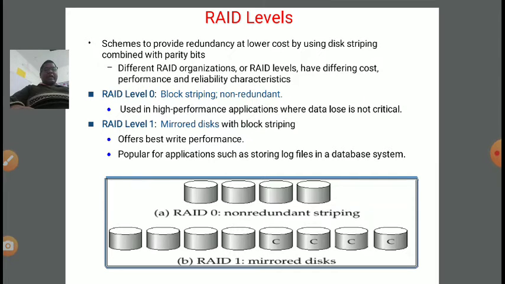Suppose first is RAID level 0. RAID level 0 is used for block striping and it is non-redundant. It is generally used in high performance applications where data loss is not critical. So where high performance is required and data loss is not a critical point, there we can impose RAID level 0. Next is RAID level 1.